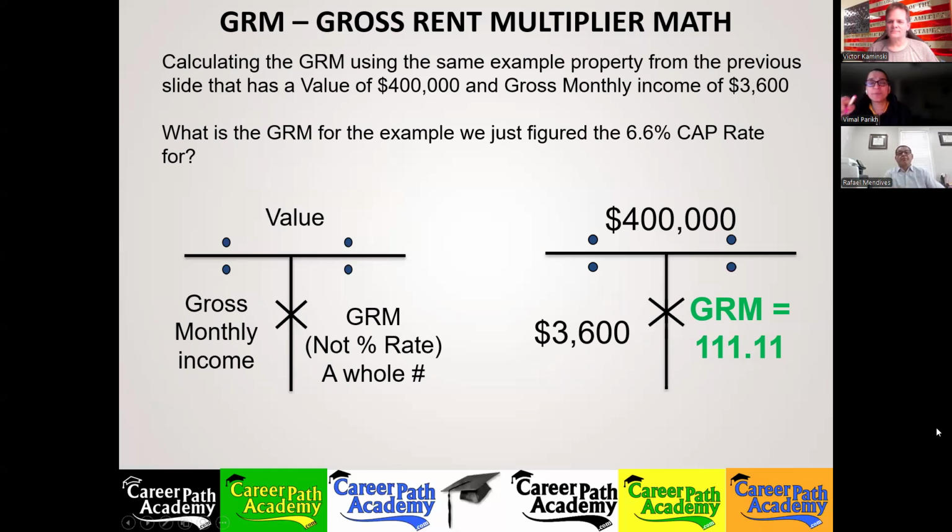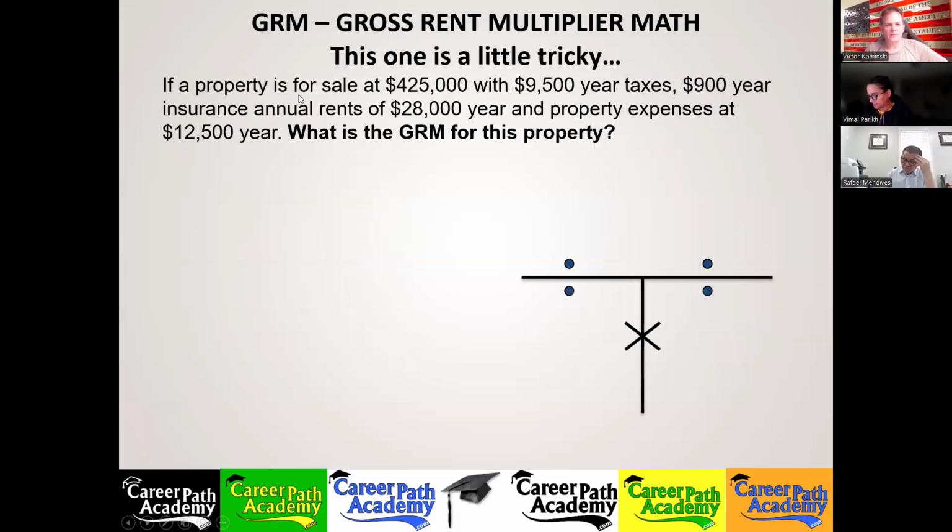GRMs don't have a percentage. It's just a whole number. GRM is just a number used to compare two properties. The number itself isn't good or bad. Now, if we find that another property in the neighborhood comes up for sale that's also a 3-unit building, but we don't know all the income or expenses on it, we can apply this GRM and guesstimate the monthly income to figure out the price.